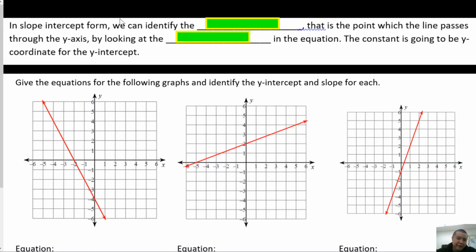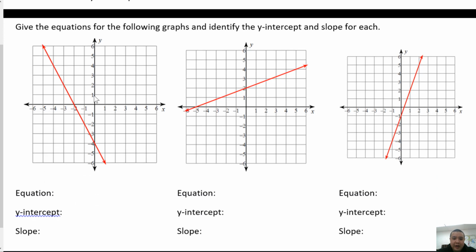In slope-intercept form, we can identify the y-intercept, that is the point at which the line passes through the y-axis, by looking at the constant in the equation. The constant is going to be the y-coordinate for the y-intercept. So here we can see our y-intercept is right here at (0, -4). So our y-intercept is (0, -4).